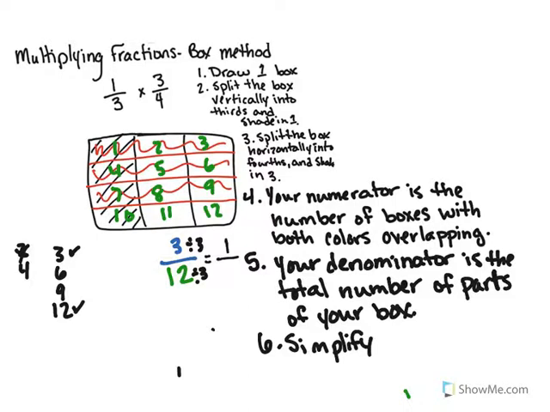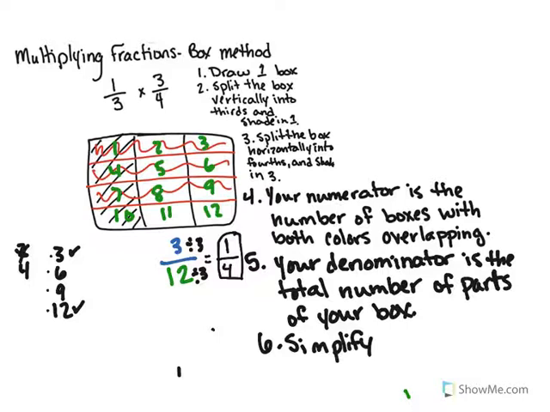3 goes into 3 one time. 3 goes into 12 1, 2, 3, 4 times. My final answer is 1/4. So 3/4 of 1/3 is 1/4. It's a little confusing, but we're finding part of a fraction, which means you're just finding a smaller fraction.